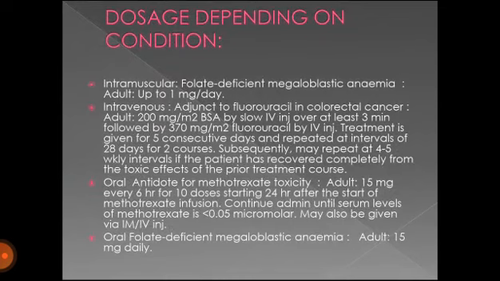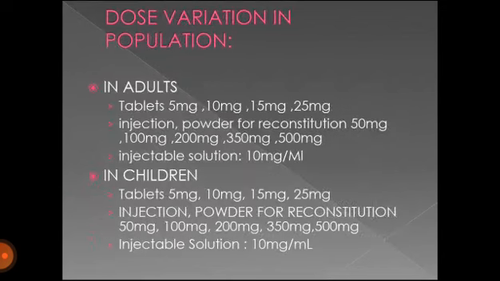If you are giving folinic acid as a methotrexate toxicity antidote, then the dose is 15 milligrams every 6 hours for 10 doses, starting 24 hours after the start of methotrexate infusion. And for oral use in folate deficiency megaloblastic anemia, 15 milligrams daily is given to adults.